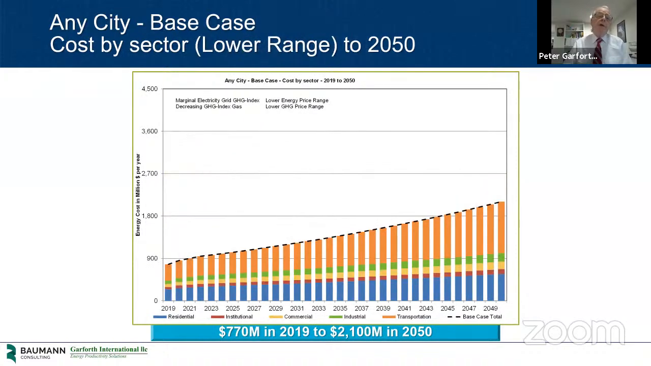So then we go to the cost, and we always look at a lower range of cost risk and a higher range of cost risk for the utilities. And we see this one brings us in at roughly tripling over the 30 years coming. So this says we've either got to live with a cost escalation, or we have to treat the cost escalation as an opportunity.